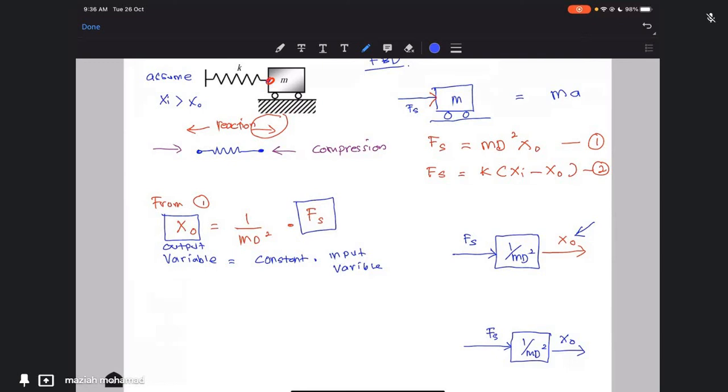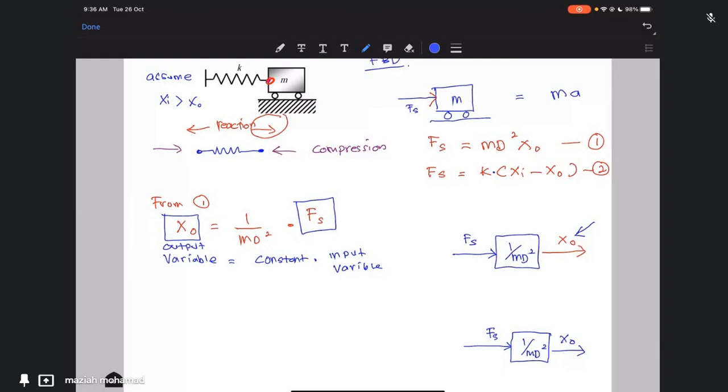For equation number 2, let's see what the operation is. It's already in terms of Fs as the output, then there is a constant and an input. So we don't need to rewrite the equation. What is the operation there? It is a multiplication, right? K multiplied by xi minus x naught.